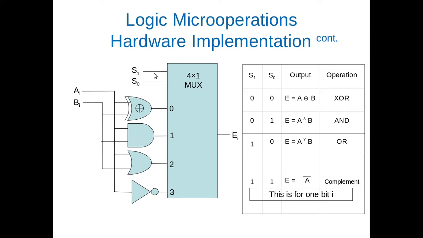If we are giving 0 0 here, the XOR of Ai and Bi will be available here. If we are giving 0 1, then the AND of Ai and Bi will be available here. If we are giving 1 0, then the OR operation will be performed. If we are giving 1 1, the complement operation will be performed. Here only A is connected in this case. This is for 1 bit, not for the pair. So this corresponds to 1 pair of bits. For performing the operation on the entire register, we need a number of copies of the same unit.